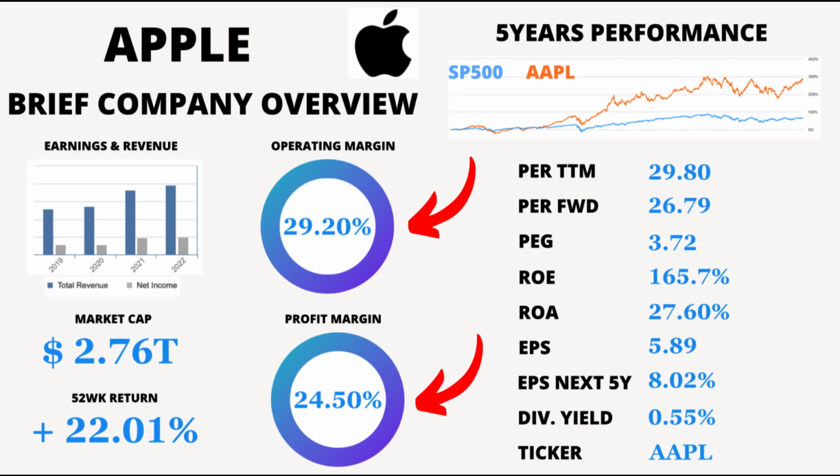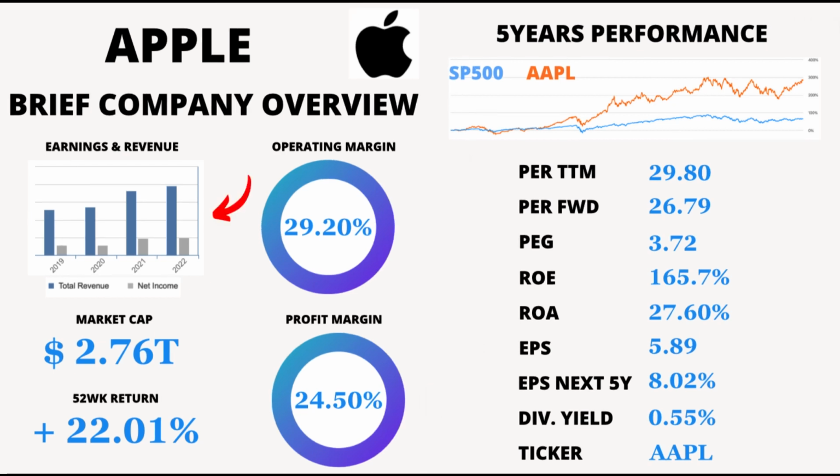Next, we have the profit margin, which assesses a company's profitability after accounting for all expenses. Apple's profit margin stands at an impressive 24.5%. This means that for every dollar of revenue generated, Apple retains around $0.245 in profit.